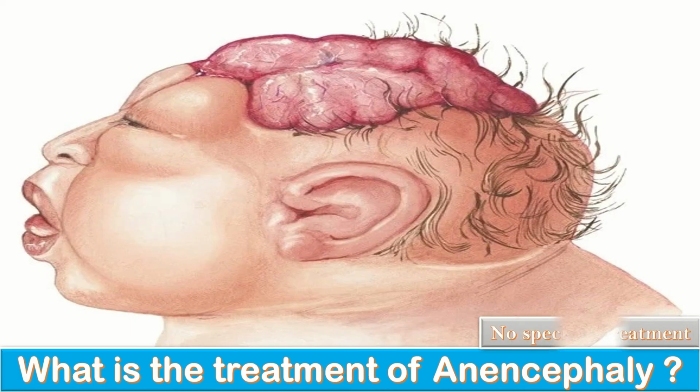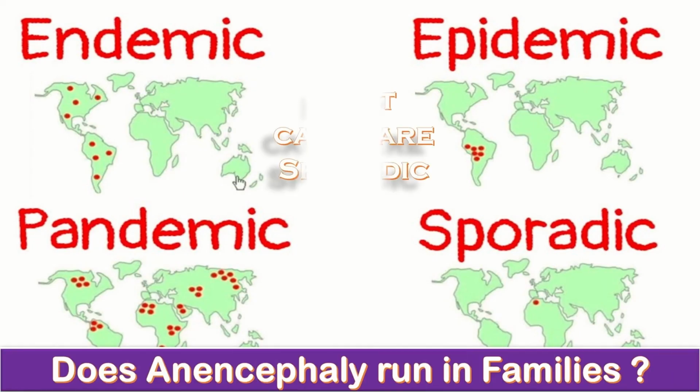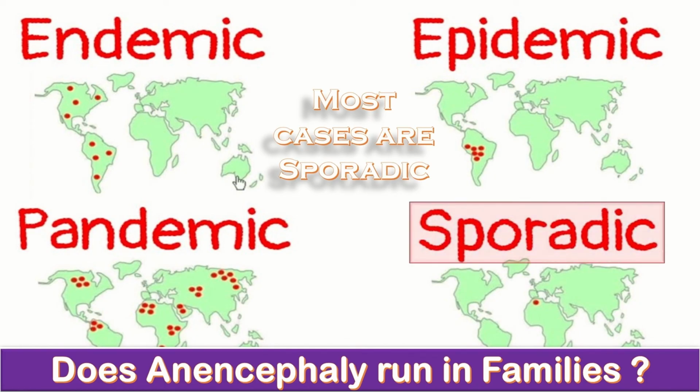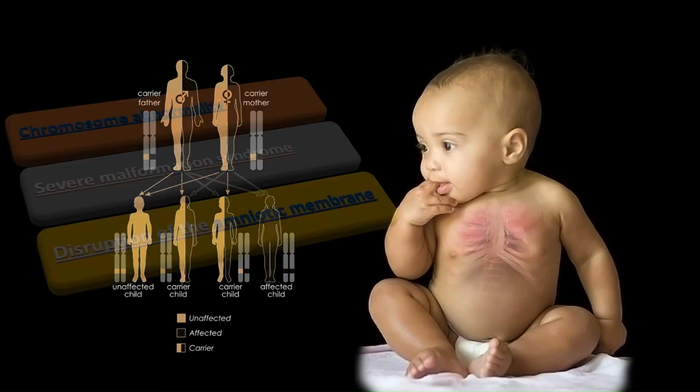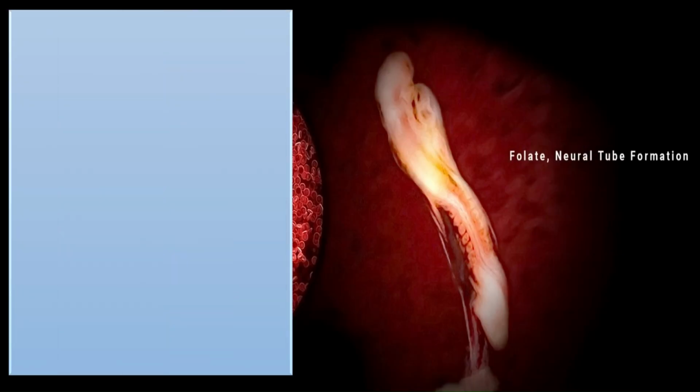Does it run in families? Most cases of anencephaly are sporadic, which means they occur in people with no history of the disorder in their families. A small percentage of the cases have been reported to run in families. However, the condition doesn't have a clear pattern of inheritance. In some cases, it may be associated with a chromosomal abnormality, a severe malformation syndrome, or disruption of the amniotic membrane.